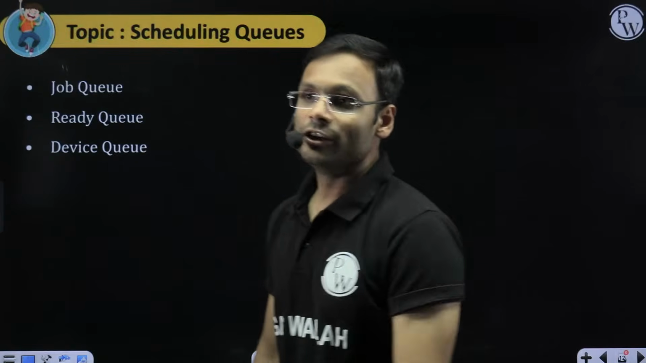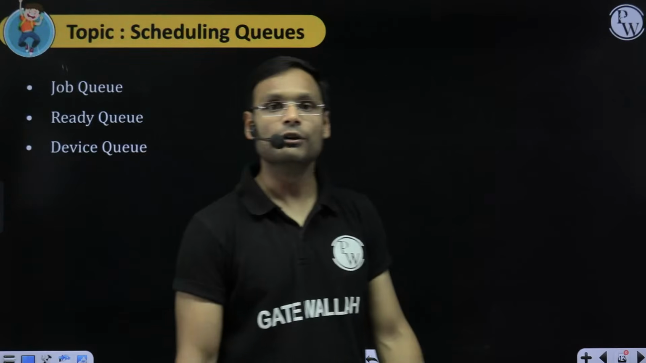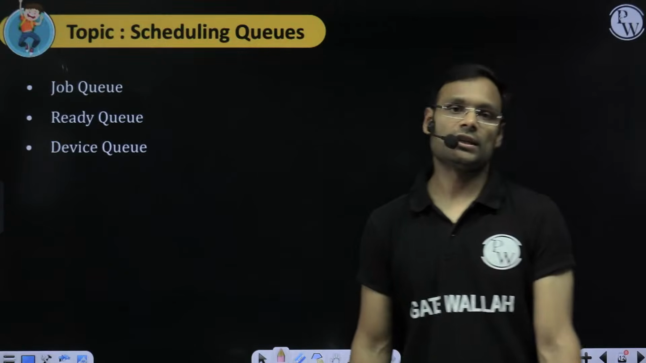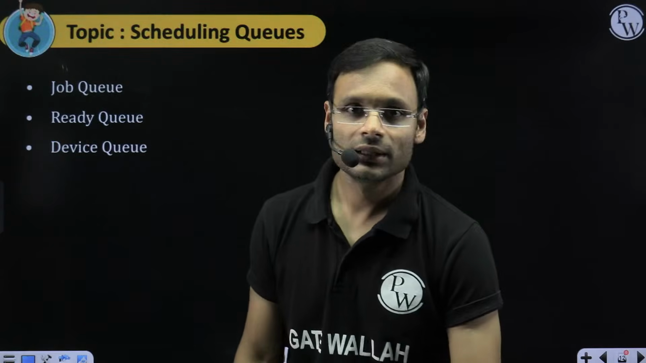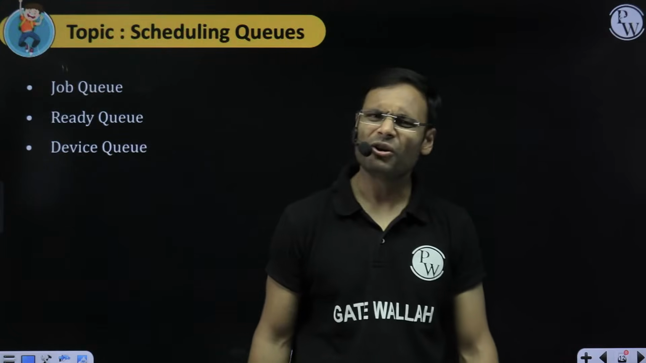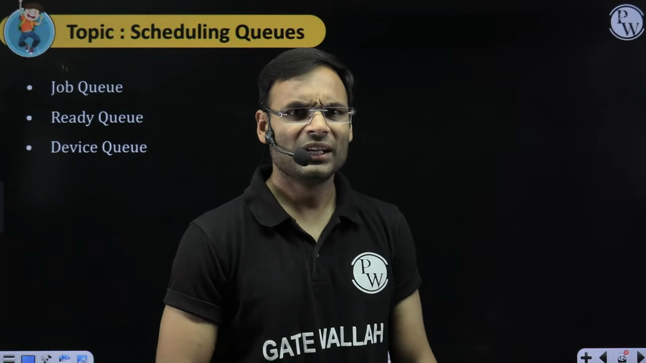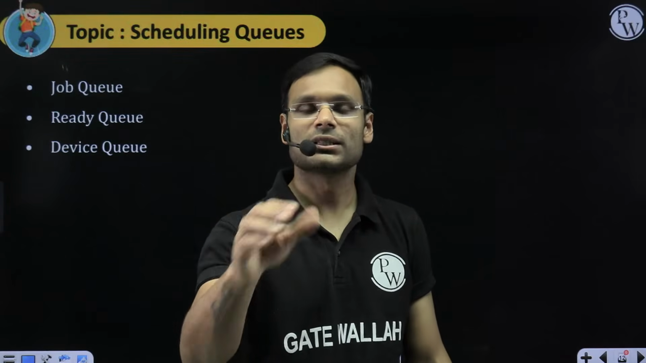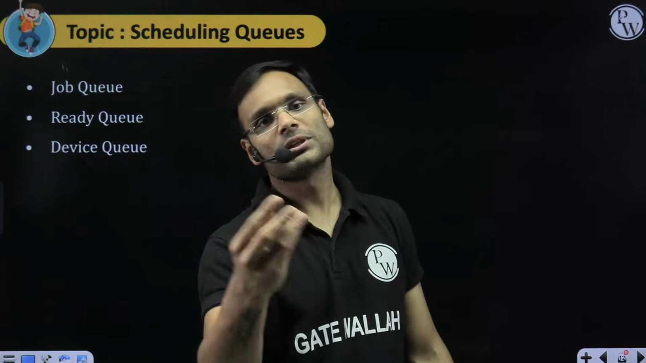But processes will be scheduled from where to where? Before that, we need to understand three different lists. What are those lists? Job queue, ready queue, device queue. Have you heard the term queue? Sune ho. Have you ever heard the term queue? Queue is nothing but a list where you can keep something.